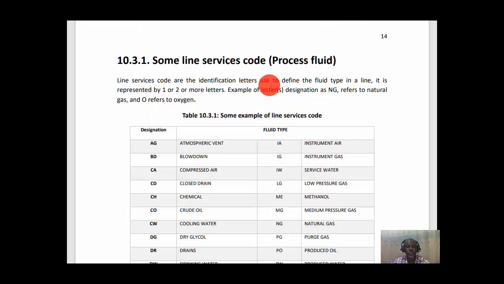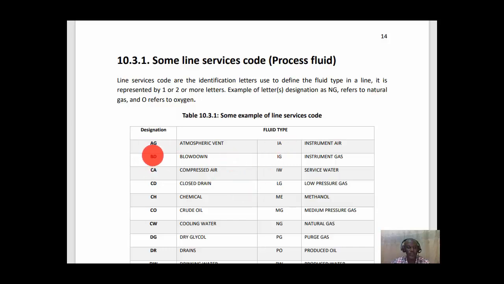Some line service codes for process fluid lines are the identification letters used to define the fluid type in a line. It is represented by one or two or more letters. Example of letter designation: NG refers to natural gas and O refers to oxygen. Find Table 10.3.1 for some examples of line service code. Take a look at the designation and the fluid type.